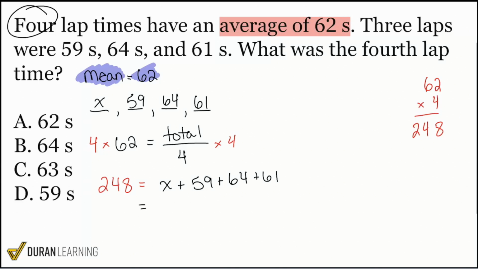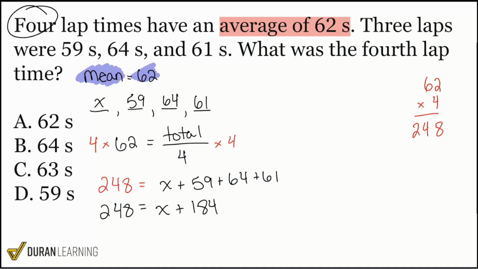With a little bit of mental math, we can clean this up pretty quickly. We can say 59 and 61. I'll take that 1 and put it right there. So that's 60 and 60, so that's 120. 120 plus 64 is 184. We have x plus 184.